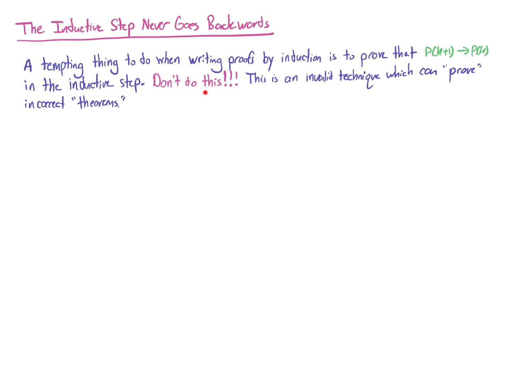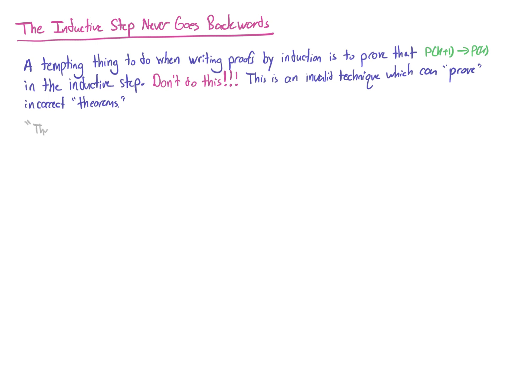The reason why I say don't do this is that this is an invalid technique. Sometimes it might seem like it's working, and sometimes you might be able to do something that feels like a proof of a correct statement that way. But this is an invalid technique, and what I mean by invalid is that you can use this technique to "prove" theorems that are not correct. So you can be deceived by this. You can ultimately find yourself believing things to be mathematically true that are not.